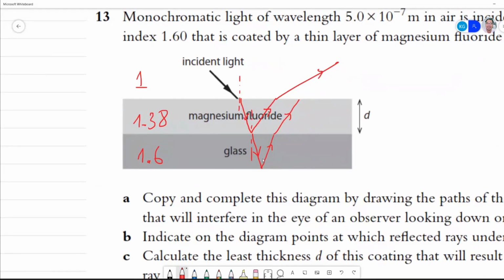Incident angle: this angle here will be equal to this angle. This angle here equals this angle. Yes, parallel. These two rays must be parallel, okay, and then parallel with this one.